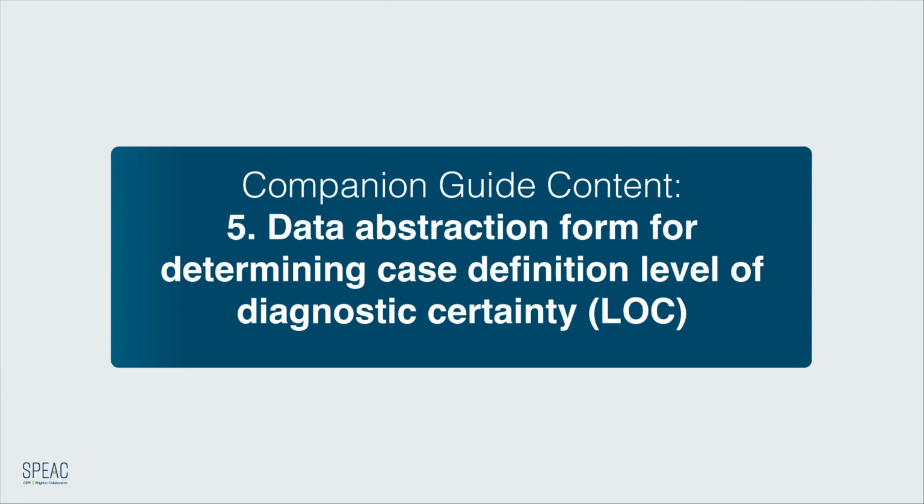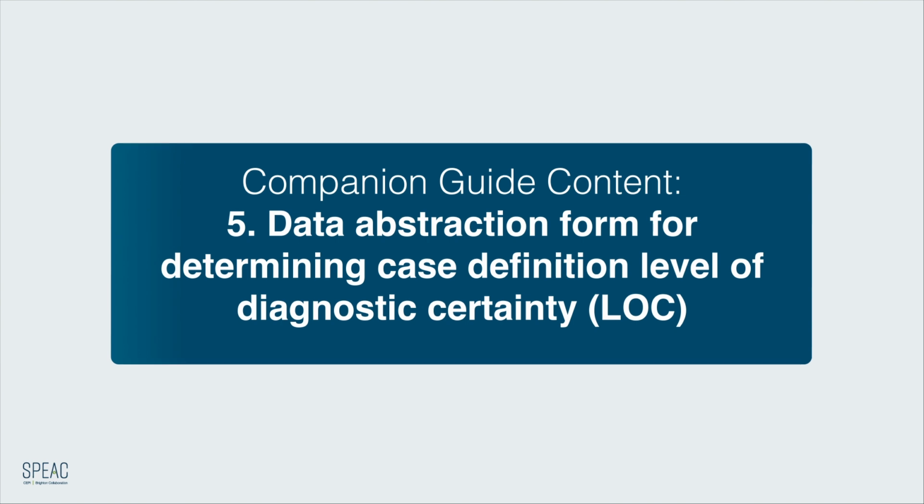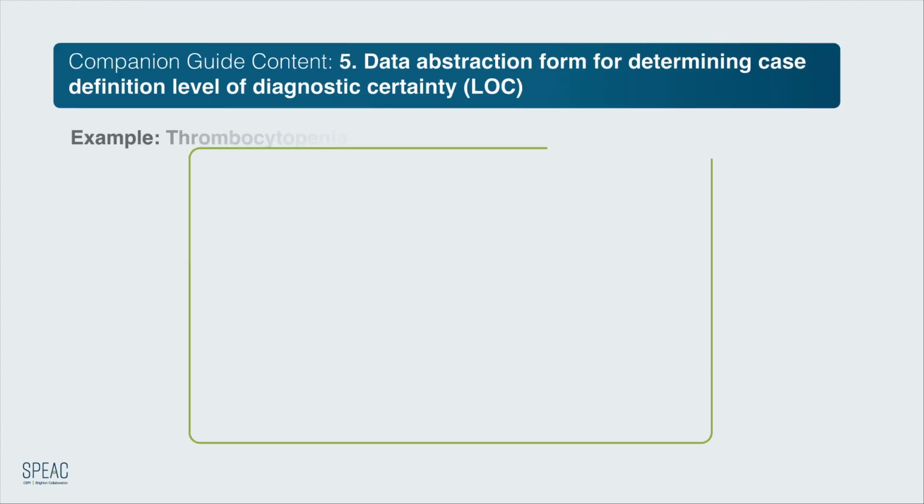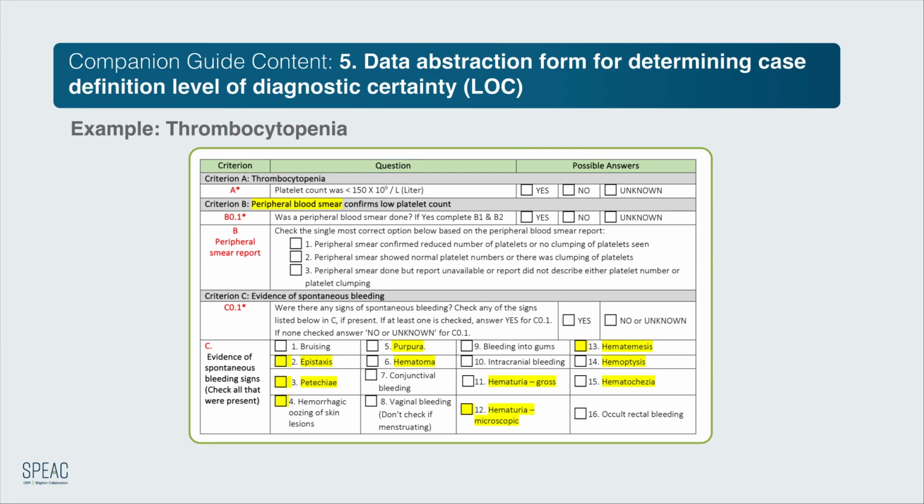Section 5 has a data abstraction form for determining case definition level of diagnostic certainty and an algorithm that can be used to assess the level of diagnostic certainty of a given case. This can be used as a tool in a clinical case report form for collecting data to be used in the assessment of a specified ASI, or in the retrospective assessment of the level of diagnostic certainty of a case in a spontaneous reporting database.